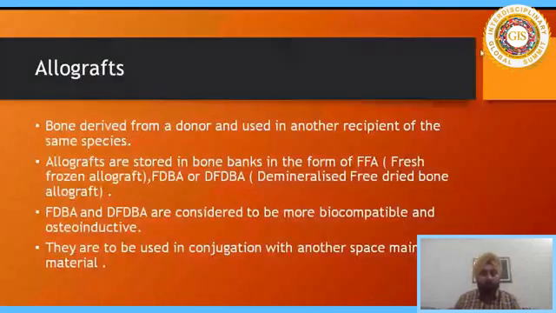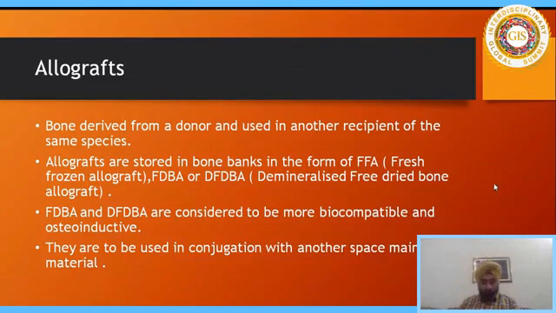Allograft is bone derived from a donor and used in another recipient of the same species. Allografts are stored in bone banks, like the Tata bank in India, in the form of fresh frozen allograft, FDBA or DFDBA. DFDBA is demineralized freeze-dried bone allograft. FDBA and DFDBA are considered more biocompatible and osteoconductive, but they are to be used in conjunction with another space maintainer material.